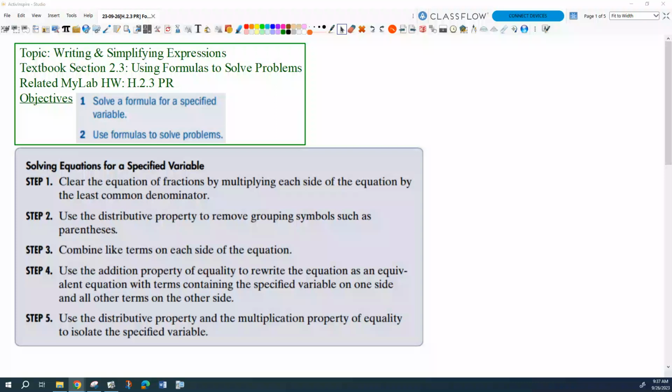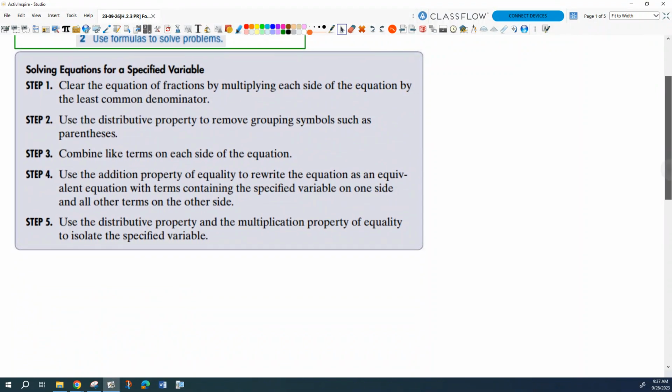So what we really want to be able to do today, we want to be able to do two things. We want to be able to solve a formula for a specific variable, and that's just using inverse operations. We'll look at an example or two. And then apply formulas to solve some problems, some applications. So what are the steps here?